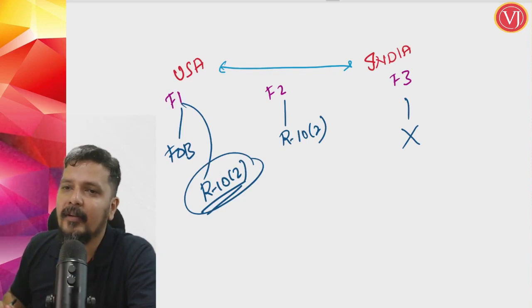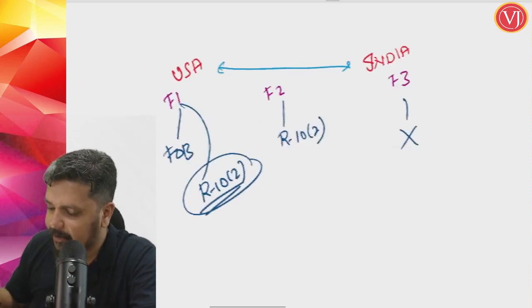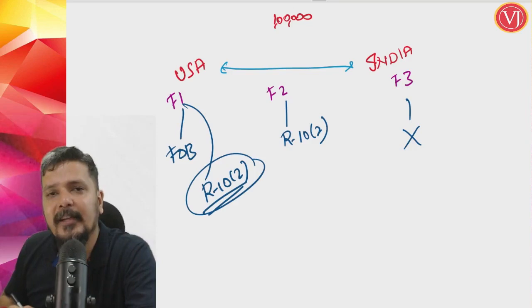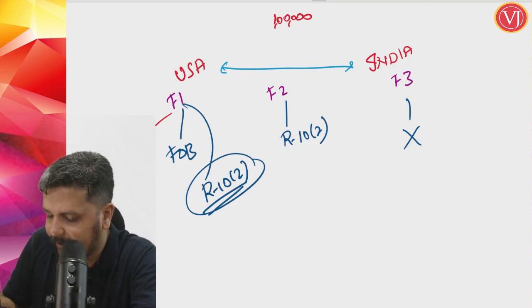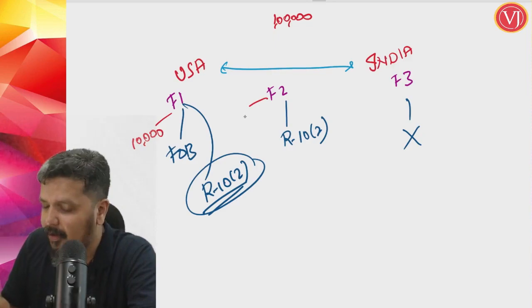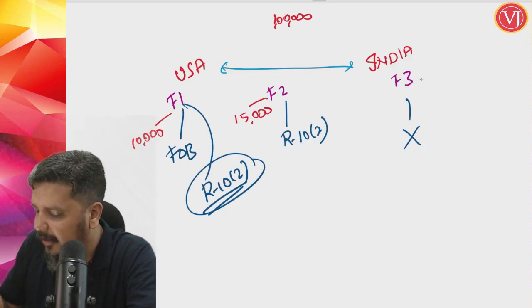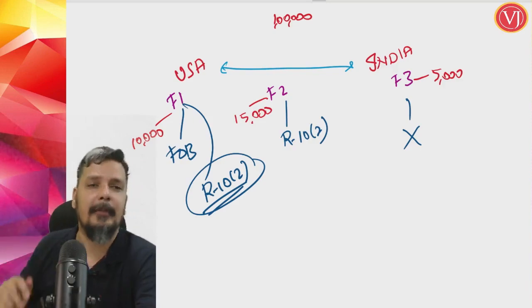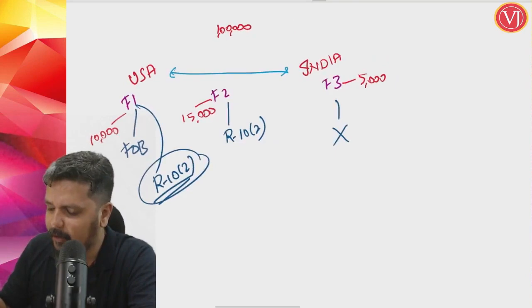How does it confuse? Let us take an example. Let us take the numbers here. Assume that the price is 1 lakh. Freight outside India is, say, 10,000. Freight within USA is 10,000. Freight between USA and India is 15,000. And freight in India is 5,000. Let us assume that all these numbers are in Indian rupees for simplicity. Obviously, you have to convert into rupees, but let us understand that it is Indian rupees.